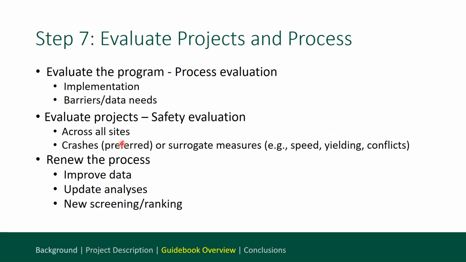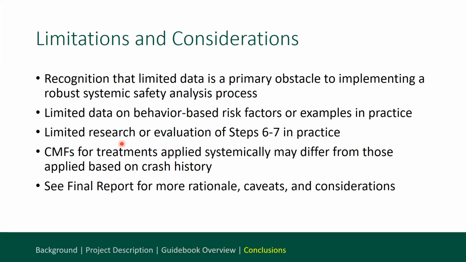And then once you've implemented things, you evaluate the project and processes. But with evaluation, there are some limitations. Part of that is data. If you don't have good data, you won't be able to do a robust systemic safety analysis. We don't have as much good data on behavior type risk factors. We have good data on risk practices that lead to design aspects, like four or five roadway lanes and all that. But we still don't have good data on behavior-based factors, like drunk driving related things and where the speeding is happening and so forth.